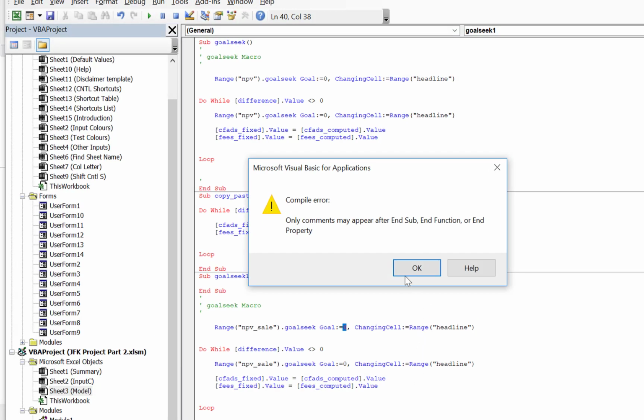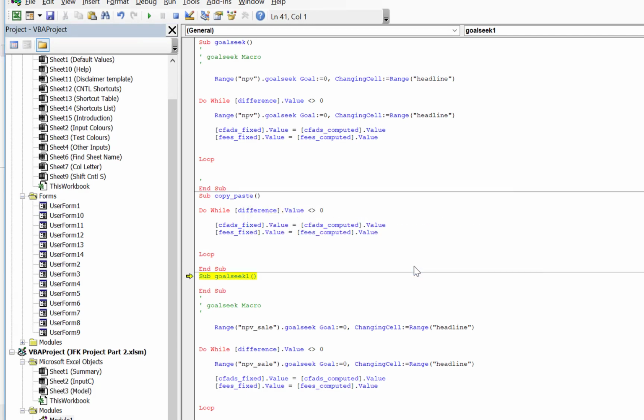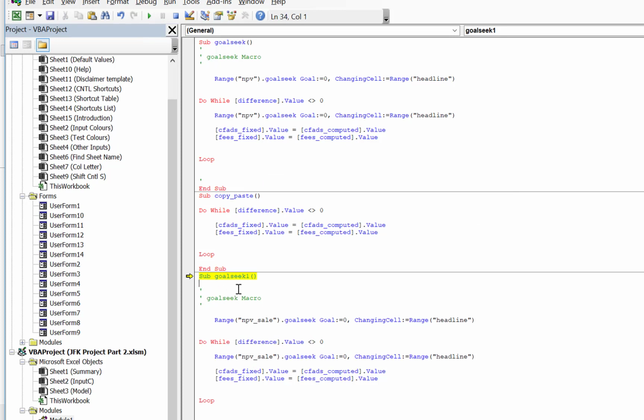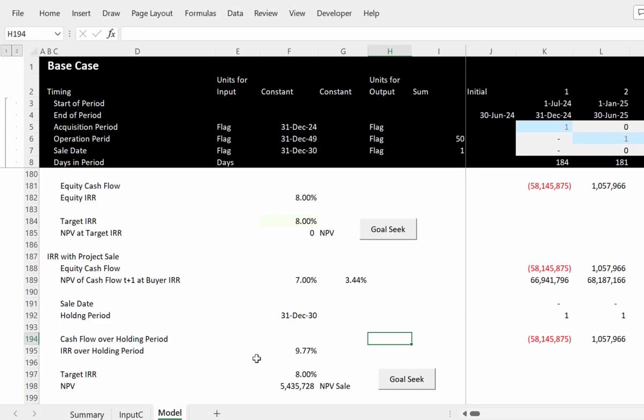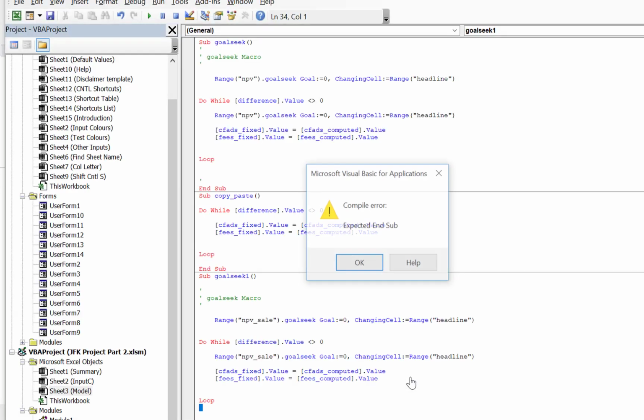Okay, so comments after the end. Oh, we have an end sub here. Oh, I see. Okay, sorry about that. Okay, he was right, of course. He probably didn't say that, by the way. And then we have another error. I didn't put the end sub up there.